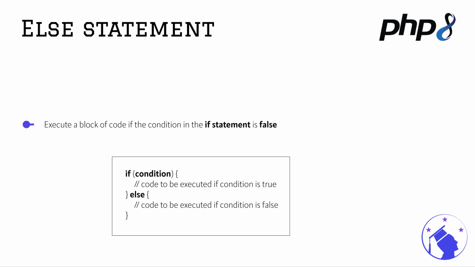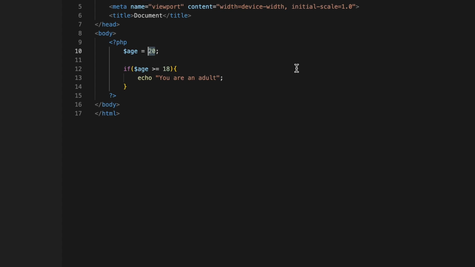Let's look at an example. Change the age to 16, then add an else just after the closing brace of the if statement. After the else, open a new curly brace, go to the next line, and echo "You are not an adult". So basically, if the age is less than 18, then this will be printed. Let's go to the browser. I refresh the page. You can see that the message "You are not an adult" is printed because the condition age is greater than or equal to 18 is false.